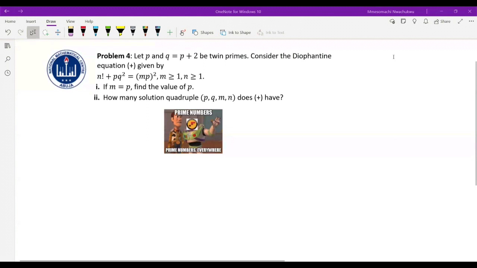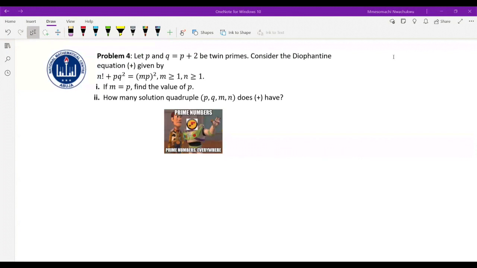Good day everyone, and welcome to another problem solving session with Special Maths Academy. Today we'll be looking at last year's third round of the Nigerian Mathematics Olympiad. So you can see the question here: let p and q = p + 2. That implies that q is the bigger prime here, between the twin primes, okay?